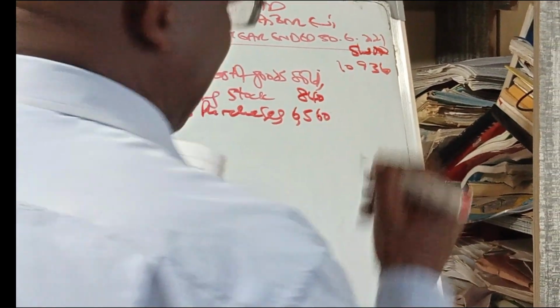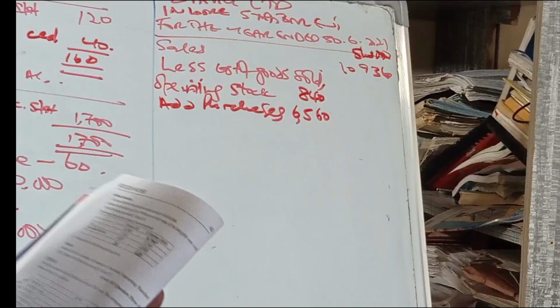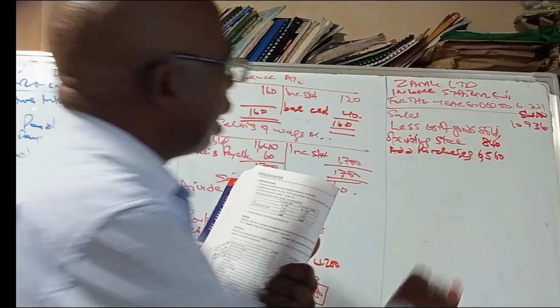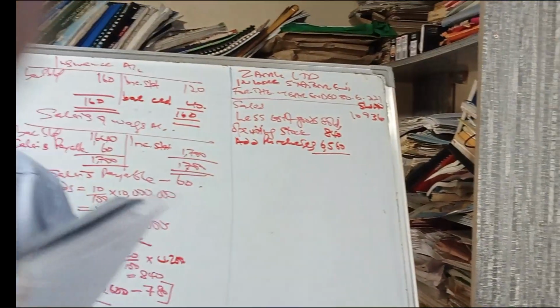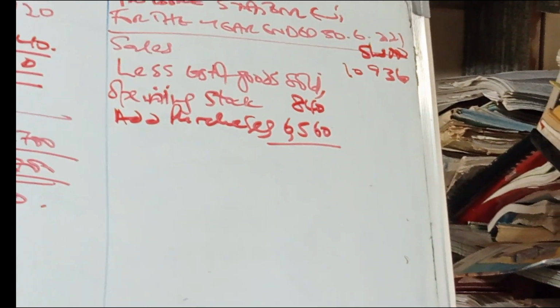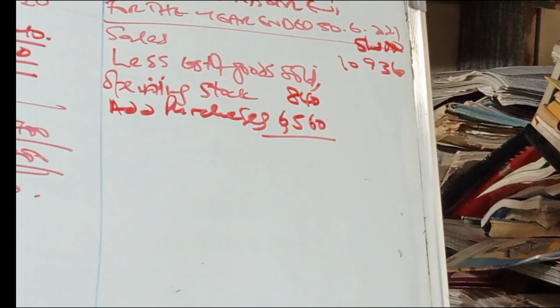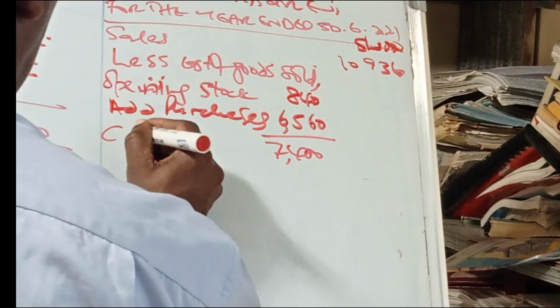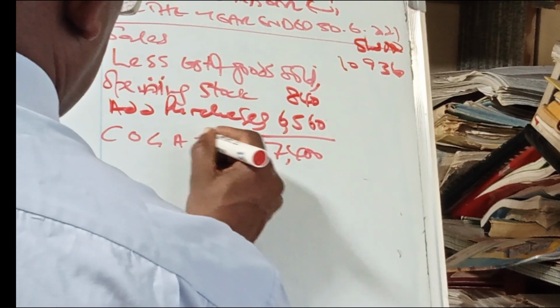6560. Always ask yourself, do we have carriage inwards? Do we have return outwards? And you adjust them. Fortunately, in our case, we do not have the two. So we add 840 plus 6560, we get 7,400. This is cost of goods available for sale.